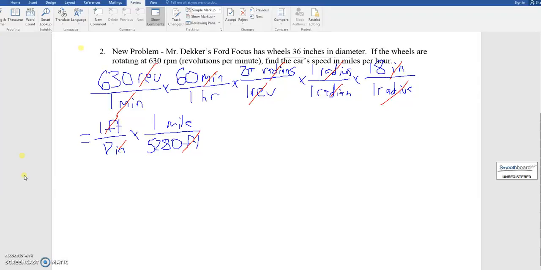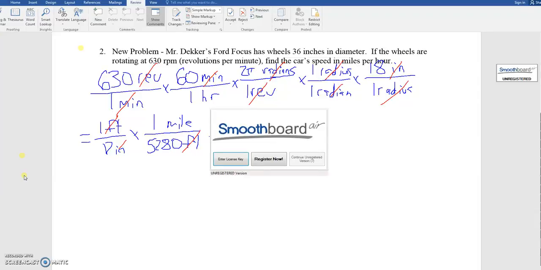Okay, so we need to do a little calculation here. Multiply all the numerators together. So I'm going to start with 630 times 60 times 2 pi times a 1 times an 18 times a 1 times a 1. And that gets me, oh boy, that's a big number. 4,275,079.283, somewhere around there.